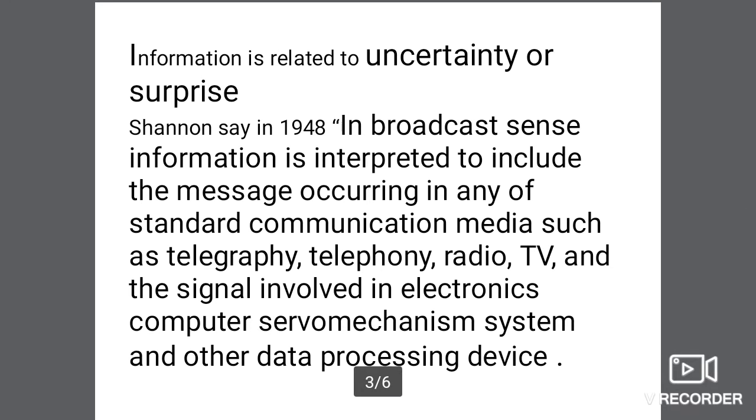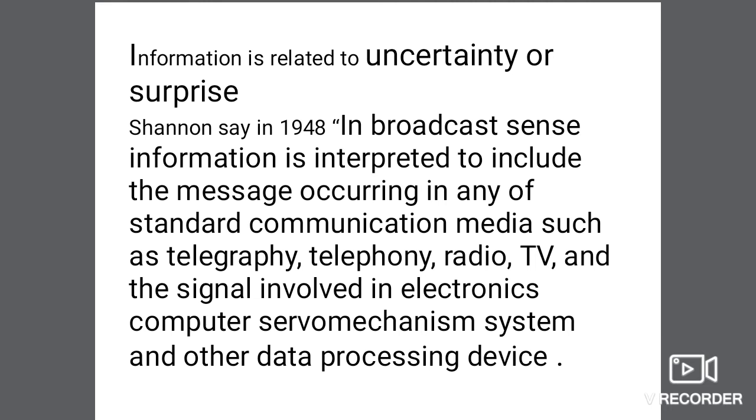Communication is related to uncertainty or surprise. Information has become the key to success. Behind all this exchange of information lie the ones and zeros, the omnipresent bits that hold the information.